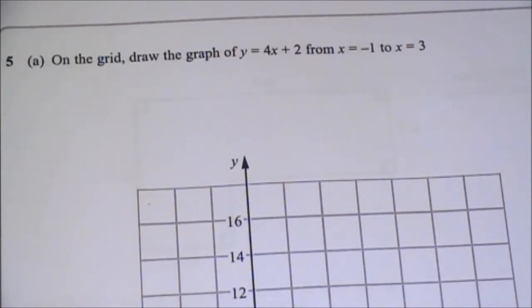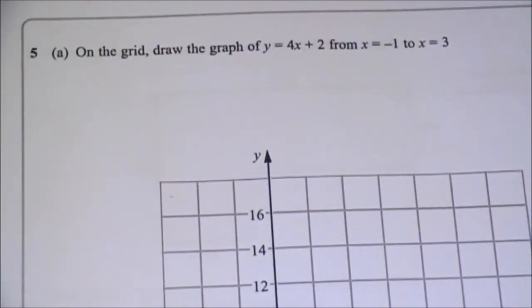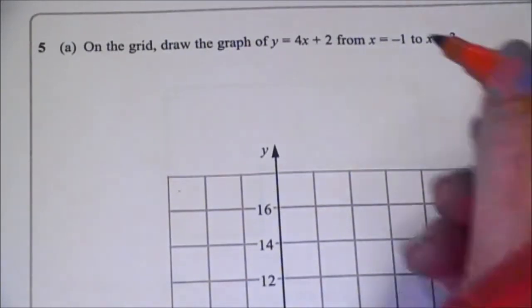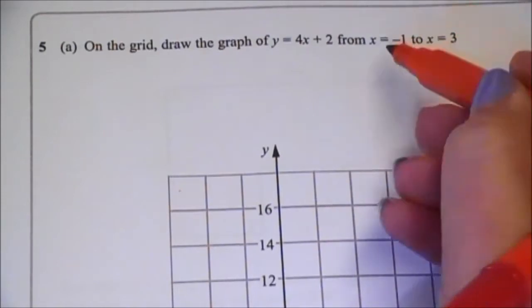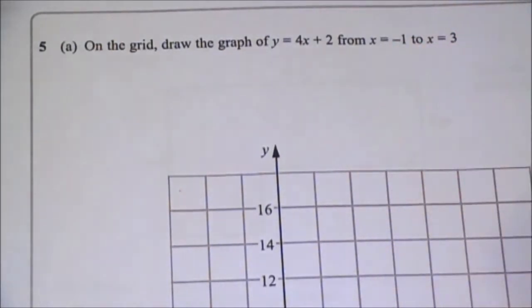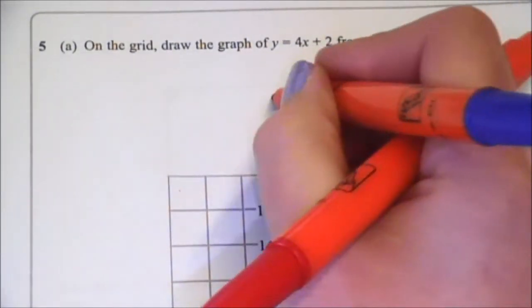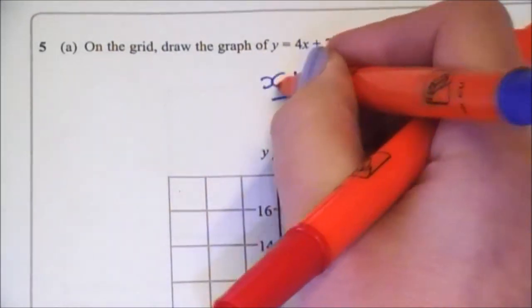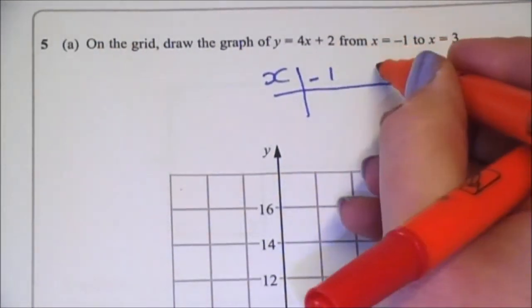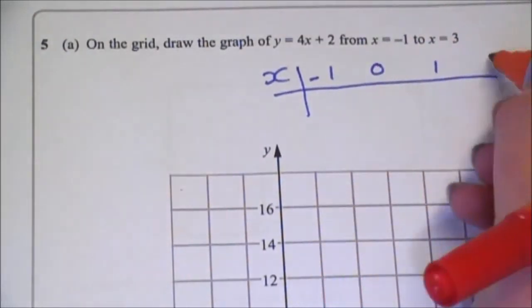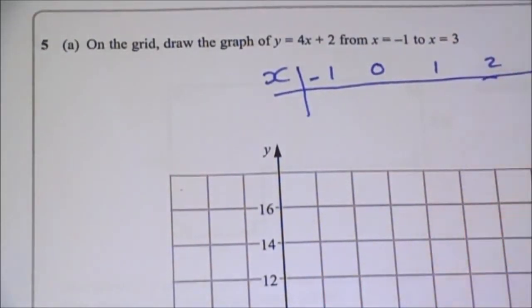5 is a straight line graph question. They want you to plot the straight line graph. To draw a straight line graph, you're going to need a pencil and a ruler. So on the grid, draw the graph of y equals 4x plus 2 from x equals negative 1 to x equals 3. So default response, do a table of values with your values for x, which they've said above as negative 1, 0, 1, 2, and 3.